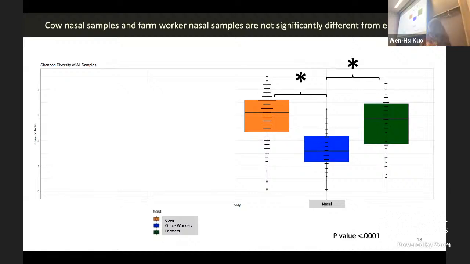And so when we look now at the alpha diversity differences and the significant differences between those, we do see that there is a significant difference between cow nasal diversity and office workers, there in orange and blue respectively. There's a significant difference between the human groups, or between the blue and the farmers in green. And there's not a significant difference in diversity between the cows and the farmers.